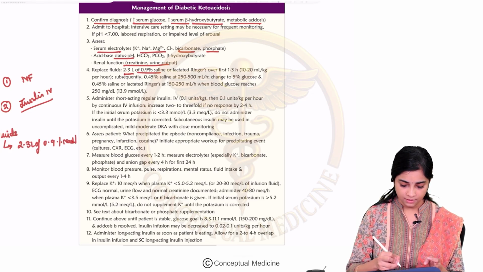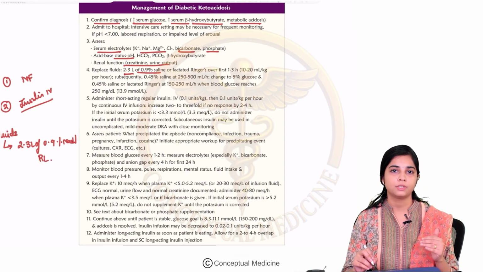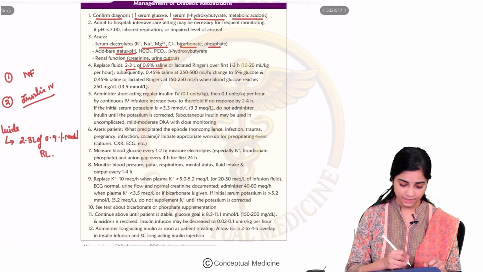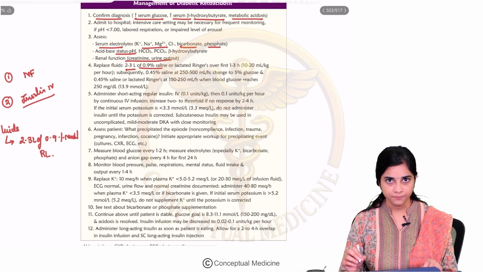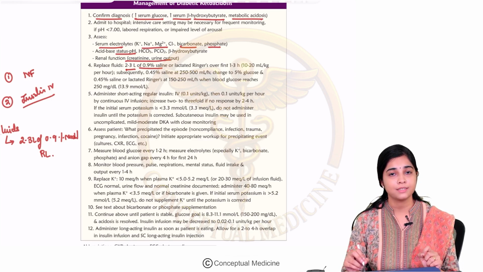Or you can give RL as well, Ringer's lactate, over the first 2 to 3 hours to correct your dehydration. At the same time, you have to start insulin. So how do we start insulin? Insulin is not given subcutaneous here.